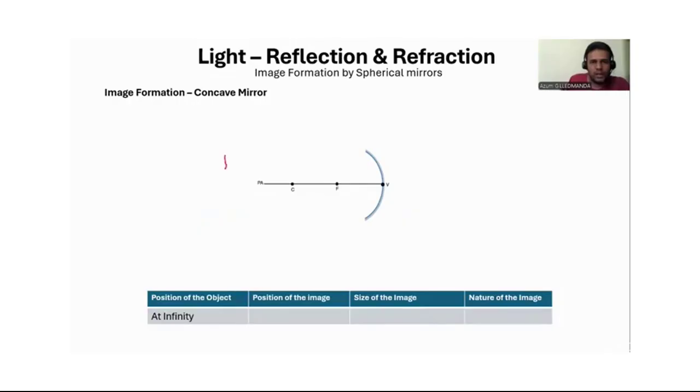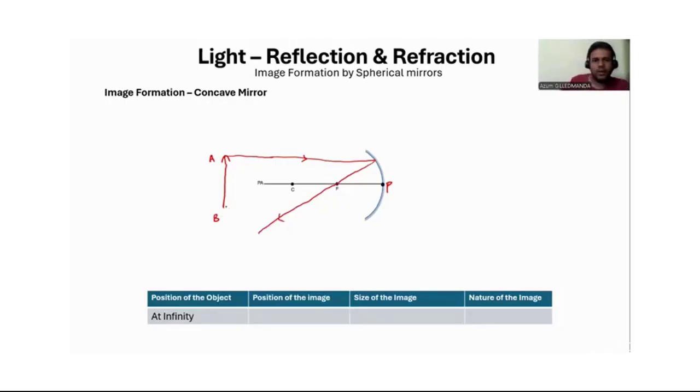Somewhere here, there is an object. Let's say AB is an object that is very far, at infinity. Now, if a ray of light from this object falls onto the concave mirror, what happens? A line is coming parallel to the principal axis. So this is P, guys. What will happen? The reflected ray should go through the focus. So this is how it reflects back.